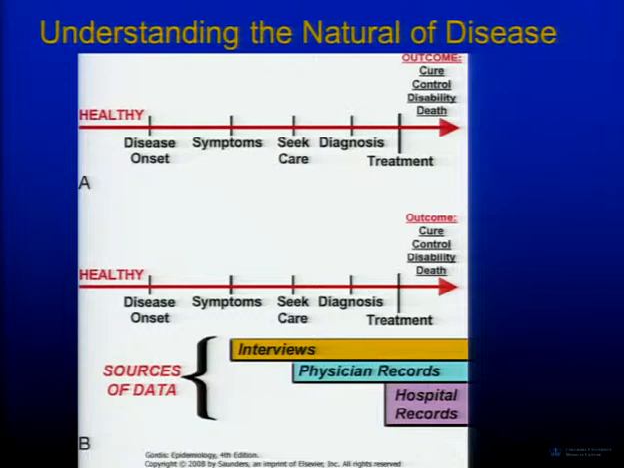So all along this timeline are different ways in which you can capture your study population. And in each of these ways you capture it, you're going to miss some people or get fewer people. Obviously, if you go all the way out to the hospital records, the number of people that you're going to capture in your study will be less.